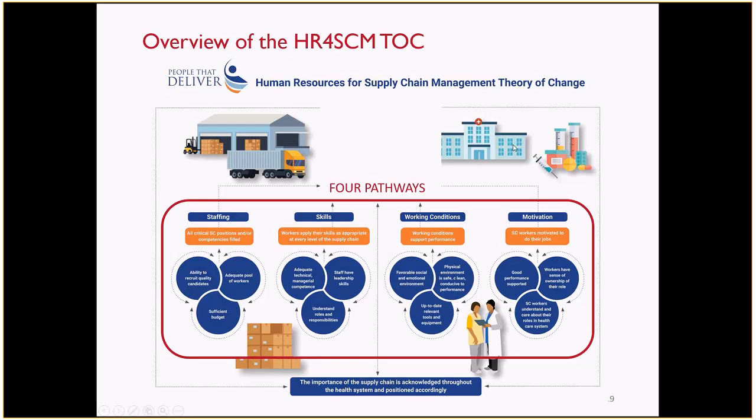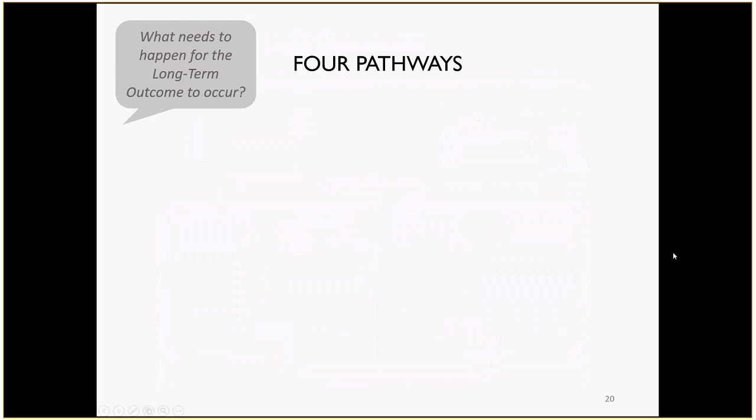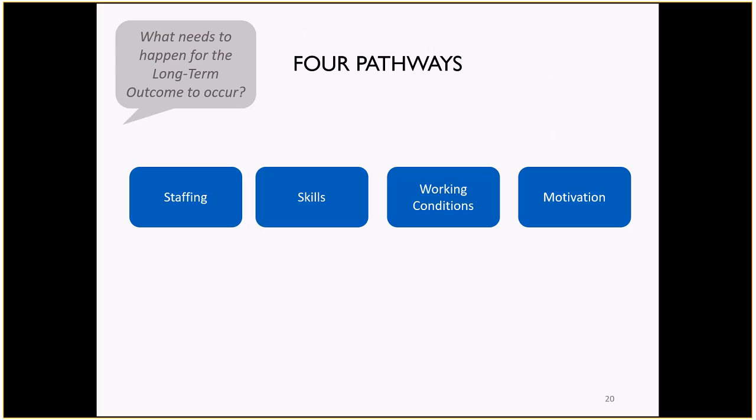In this discussion today, we're focusing on motivation, and we've touched a little bit on working conditions and a little bit on staffing. But really, engagement and motivation, staff retention is looking at this aspect. But if we want overall productivity and to maintain that and to maintain a stable human resources environment, we need to be thinking about these 4 pathways: staffing, skills, working conditions, and motivation.